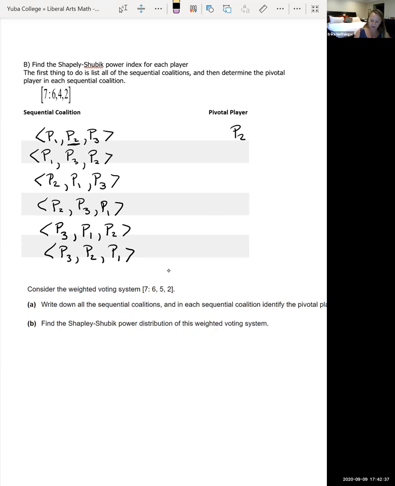So now P1 has 6 votes, and then P3 comes in with their 2 votes. That makes them a pivotal player. So P3 is the pivotal player there. So P2 first with 4, then P1 with 6. That makes P1 pivotal there because they make it a winning coalition. P2 with 4, then P3 with 2. That's only 6. P3 doesn't make that passing. So they need P1 to make that a passing one. So P1 is the pivotal player there.